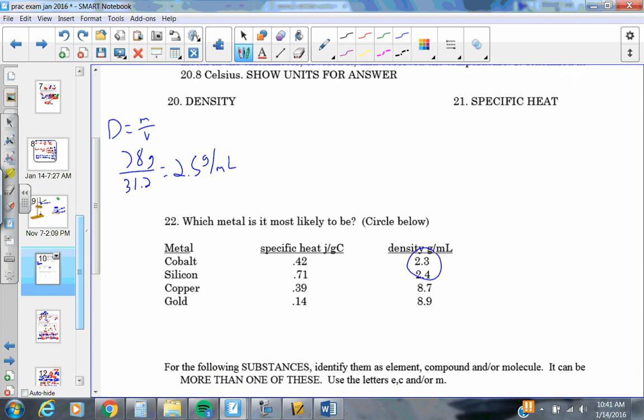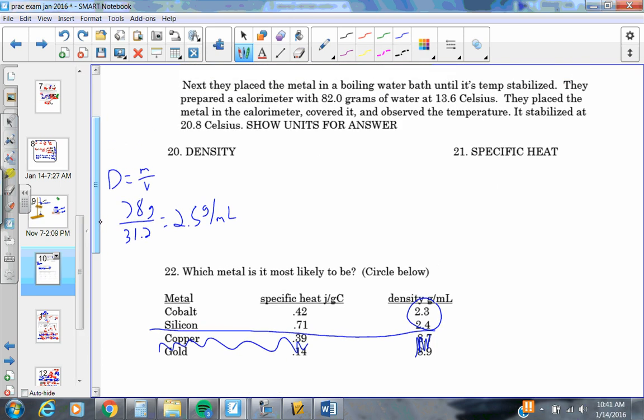If I was to go down and try to figure out which density that matched, it looks like it's close to, but not exactly, cobalt or silicon. I can kind of rule out these ones. So what I need to do is perform a specific heat calculation to figure out which one it really is.